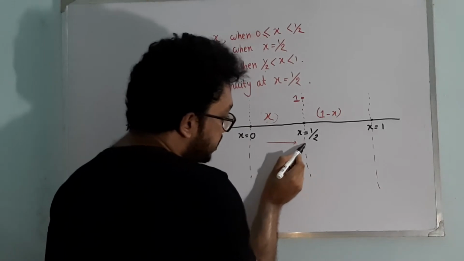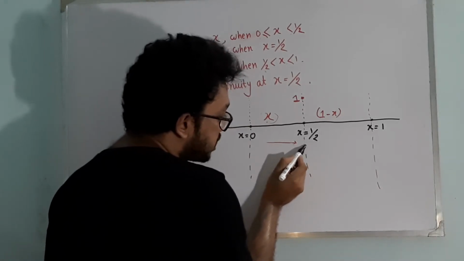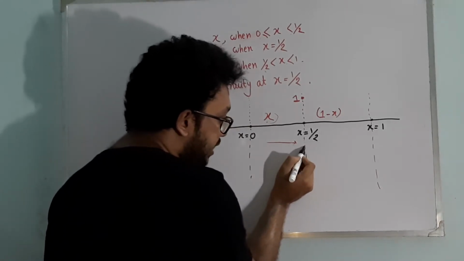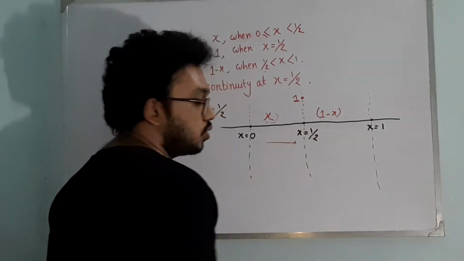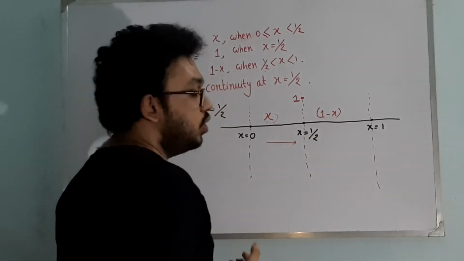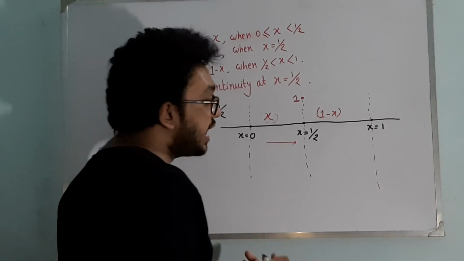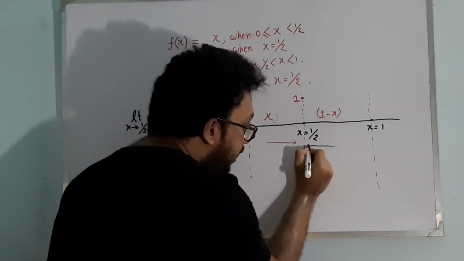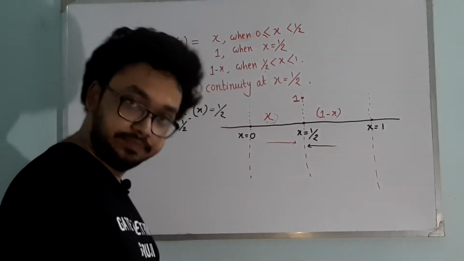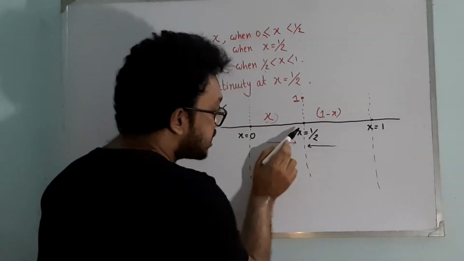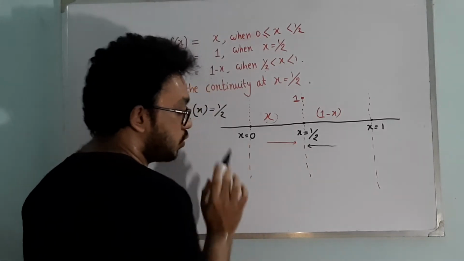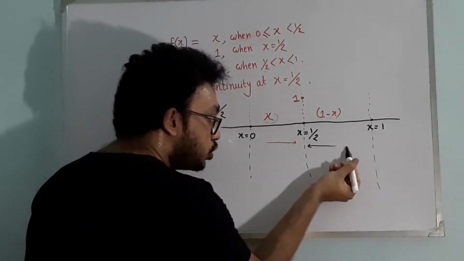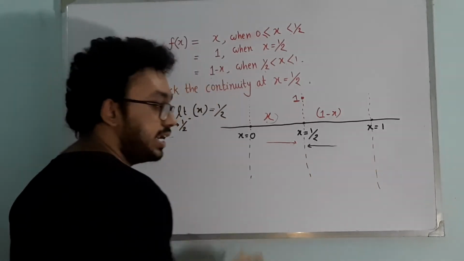You observe that just in the right neighborhood of x equal to half, or just in the right side of x equal to half, f(x) is equal to 1 minus x. And we know that while checking the right hand limit of a function, we approach towards our point of interest from the right hand side, right? In this case, our point of interest is x equal to half. So you will approach towards x equal to half from the right hand side.